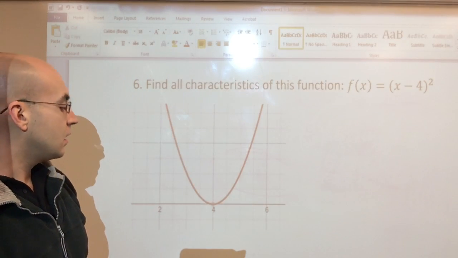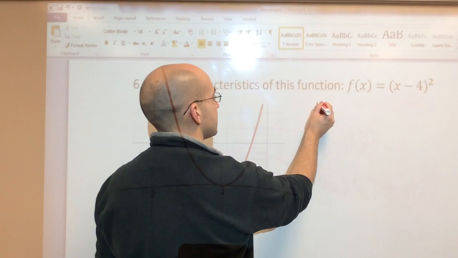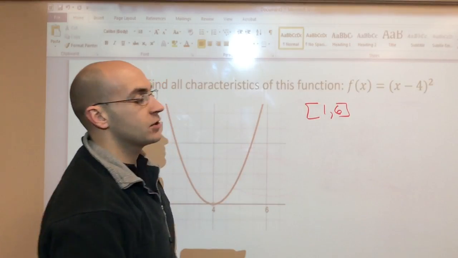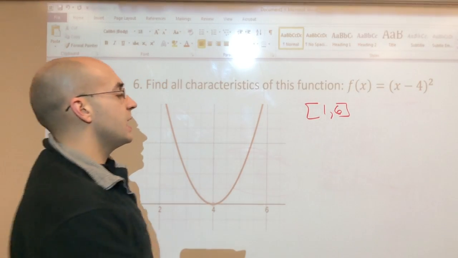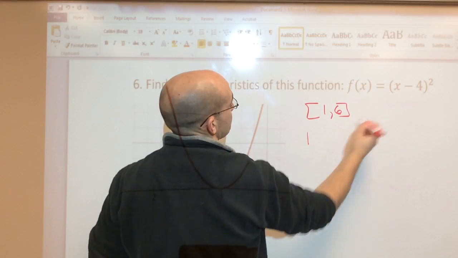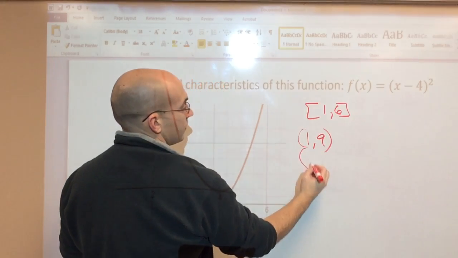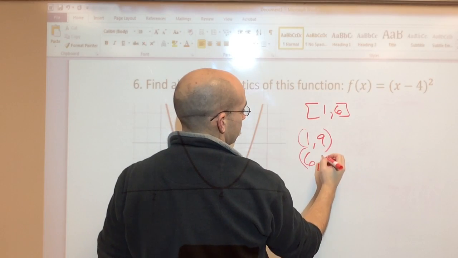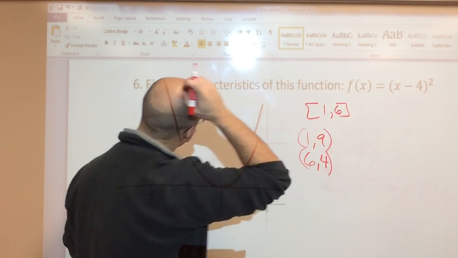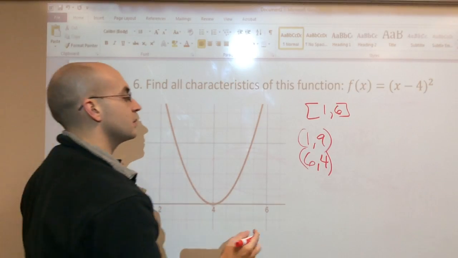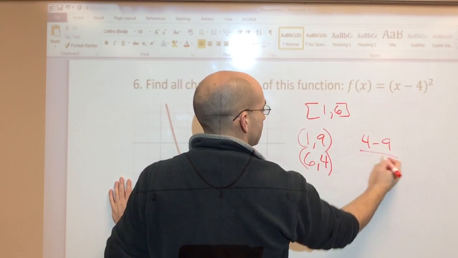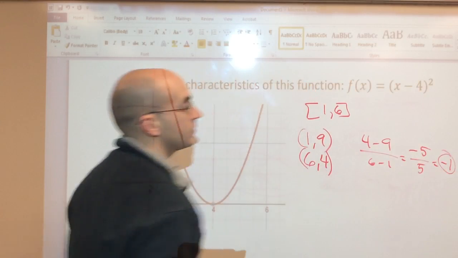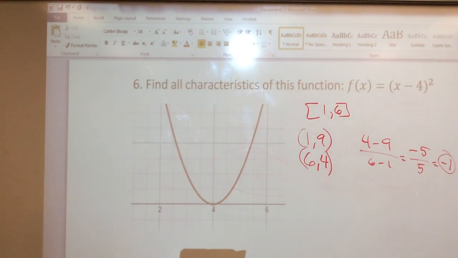I don't remember. Average rate of change. I didn't give you an interval, and I always miss that. Let's just do the interval from 1 to 6. Okay. So average rate of change, go ahead and try that. I know when x is 1, negative 3, so 9. That's the point on the graph, and I know when x is 6, it's 2, so it's 4. Yeah, that's right. So it's going to be 4 minus 9 over 6 minus 1, negative 5 over 5. The slope is negative 1. The average rate of change on the interval from 1 to 6 is negative 1.